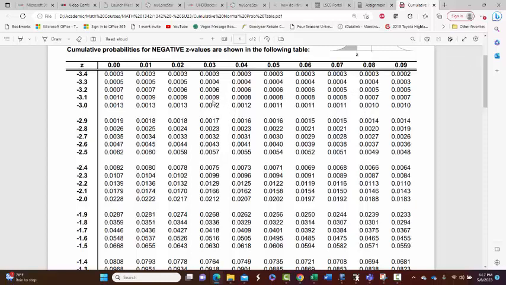So it was negative 2.19, and the top row gives you the second decimal place. You find the negative 2.1 row, which is right here. Then you go to the 0.09 column, which is far right. You look at where the negative 2.1 row meets the 0.09 column, and it gives you an answer of 0.0143.